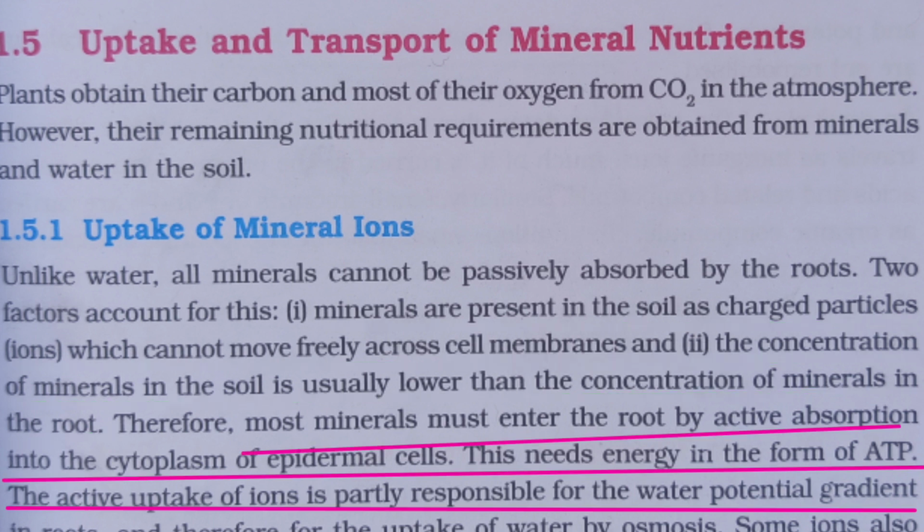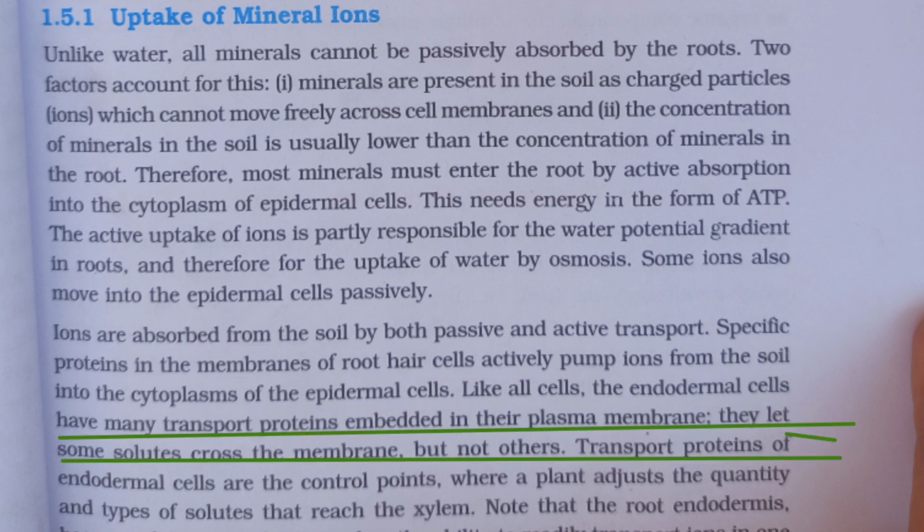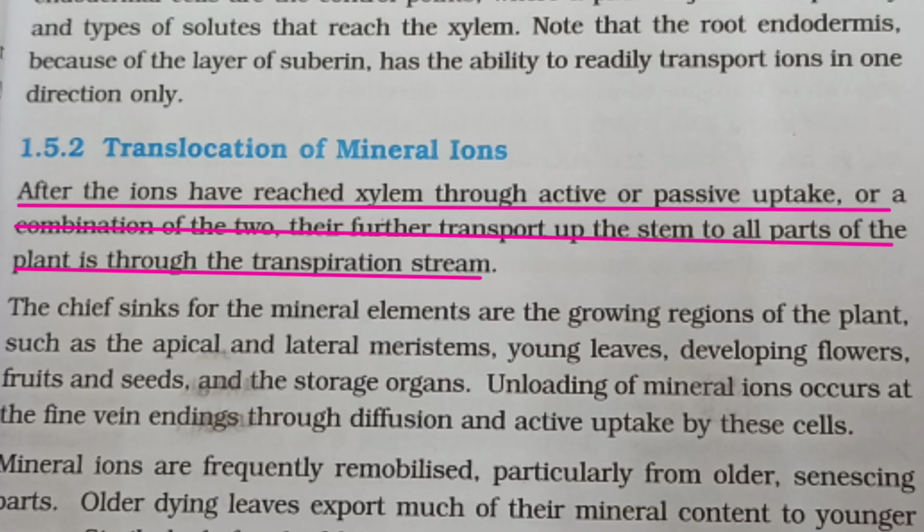Here, ions are absorbed from the soil by passive and active transport. Specific proteins in the membranes of root hair cells actively pump ions from the soil into the cytoplasm of epidermal cells. Endodermal cells have many transport proteins embedded in their plasma membrane. Ions reach the xylem through active or passive uptake or a combination of the two. Their further transport up the stem to all parts of the plant is through the transpiration stream.